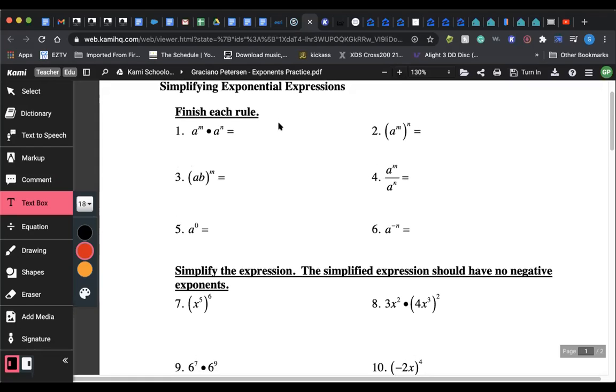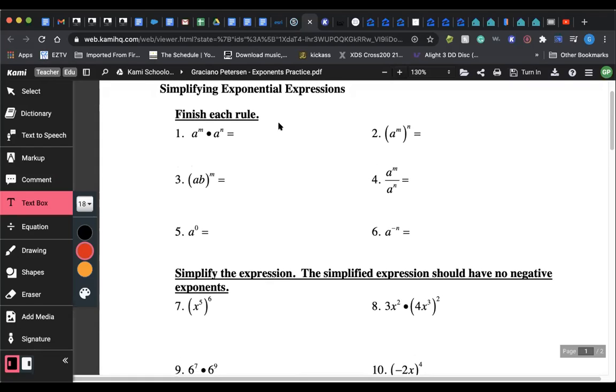What rule does that look like? Product rule. Good. This is the product rule, which tells us that we're gonna keep the base and add the exponents together. So that means we're gonna have a to the m plus n. Okay, good.